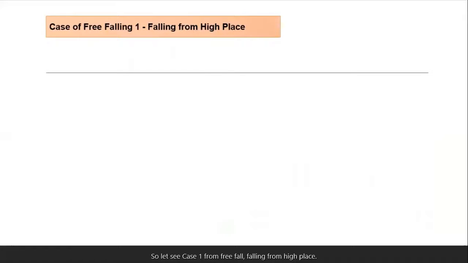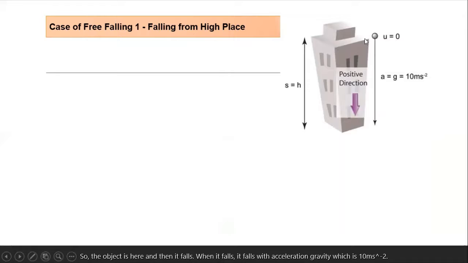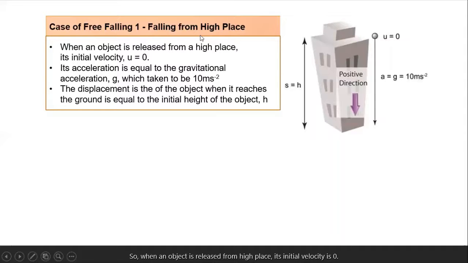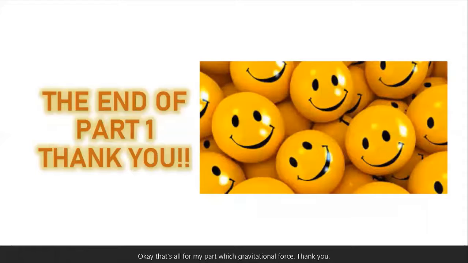So let's see case 1 from free fall, falling from a high place. So the object is here and then it falls. It falls with the acceleration of gravity, which is 10 ms^-2. So, when an object is released from a high place, its initial velocity u is 0, and the gravitational force is equal to acceleration, which is taken as 10. Okay, that's all for my part, which is until the gravitational force or gravity.